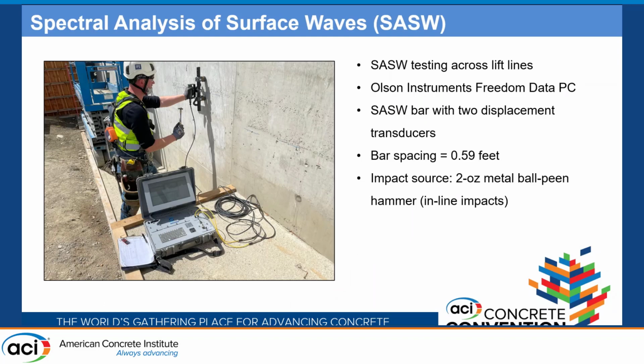And finally, the spectral analysis of surface waves. We tested only across the lift lines. We used an Olson Instruments Freedom Data PC and a bar with 2 displacement transducers. The bar was spaced at 0.59 feet, which gives you a depth range between 1.5 to 17 inches. And again, we used a 2-ounce small metal ball peen hammer for inline impacts.